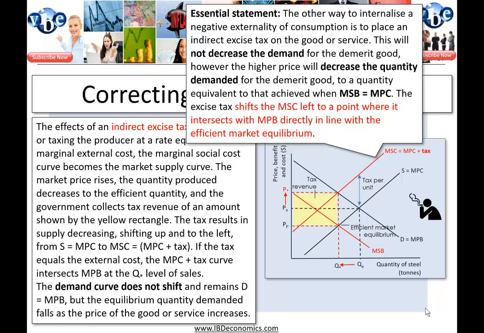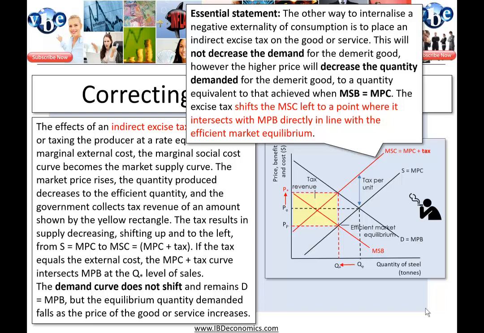Essential statement here. Again, you're trying to impress your IB economics examiner. Lay this on him or her. The other way to internalise a negative externality of consumption is to place an indirect excise tax on a good or service. This is not just going to decrease the demand for the demerit good. The higher price will decrease the quantity demanded for the demerit good. So there's a key distinction there.